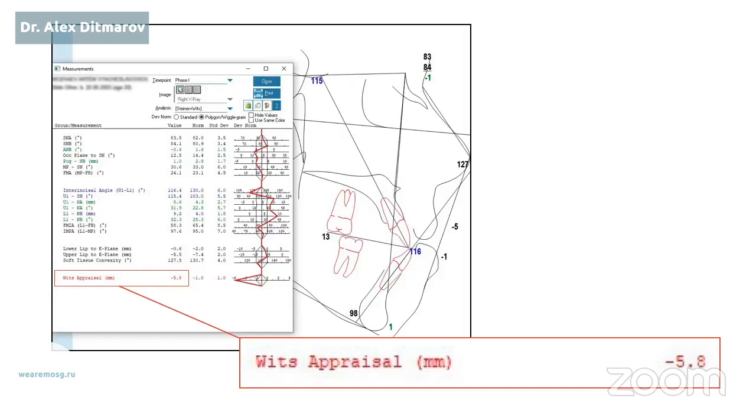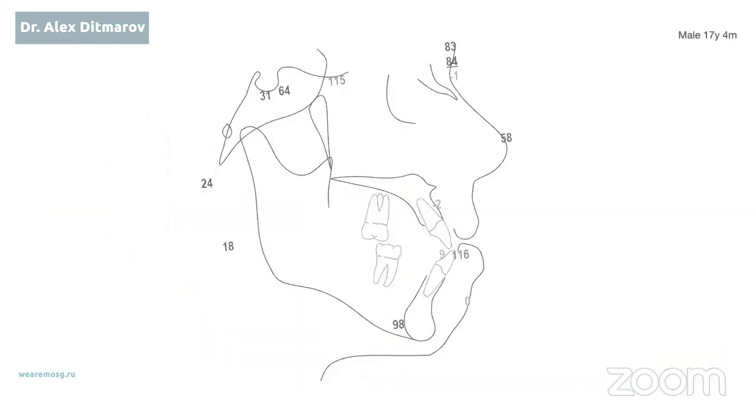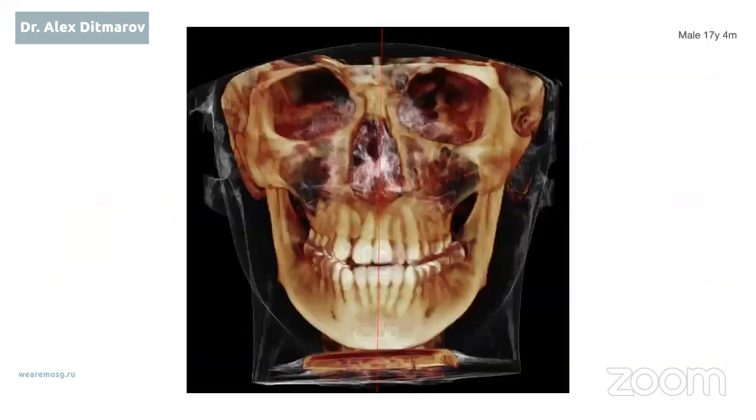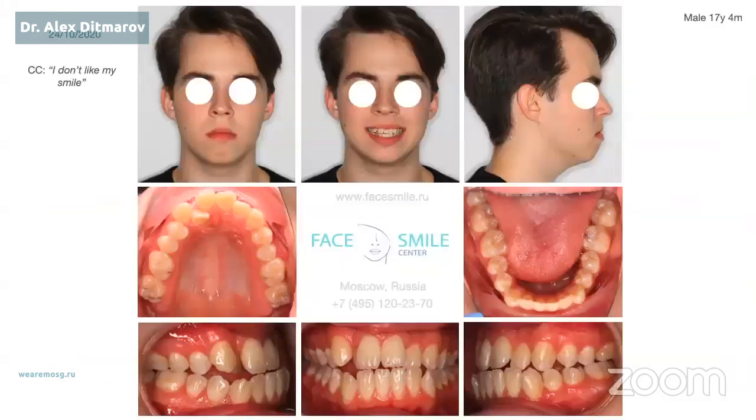So from this point, we can have some discussion. What do you think? How should we treat him? Any suggestions? He's 17 years old. Any treatment plans? Maybe Damon brackets, some expansion, then a round of Invisalign, waiting for it and making a surgery. Yeah, this is actually the perfect solution for him. This is exactly the perfect solution for him.